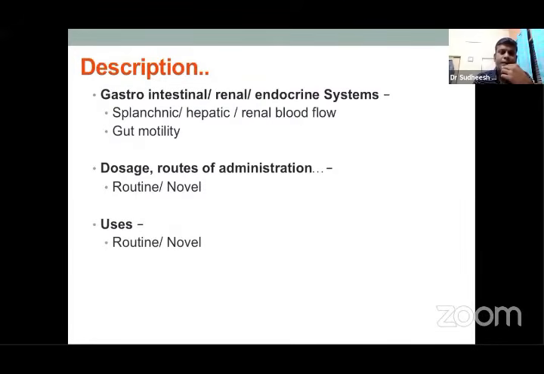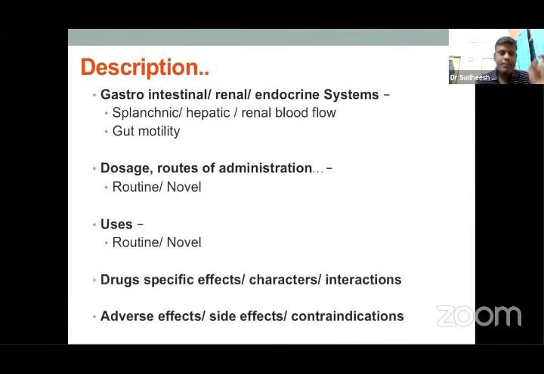You make the in crime scene and all. So that way, there are some novel uses for that. For example, ketamine nowadays is being used to treat depression. So that way, they have their own different uses. So you should be aware of those things also.